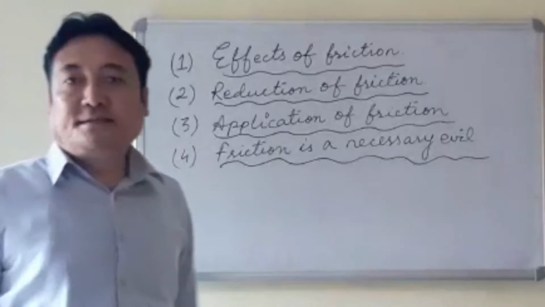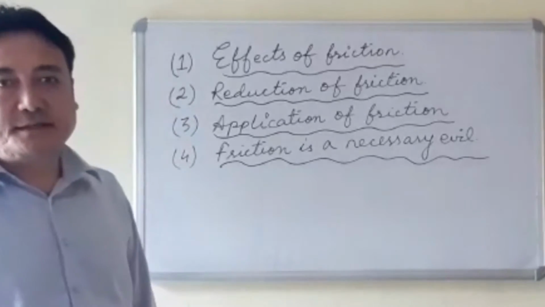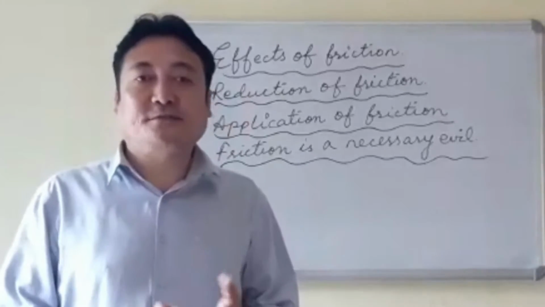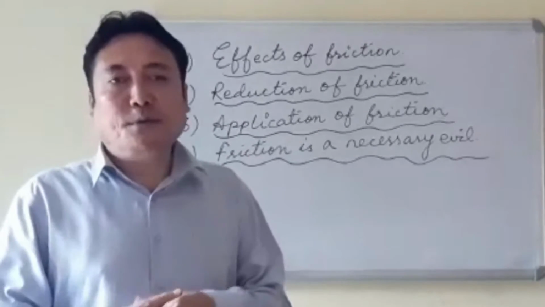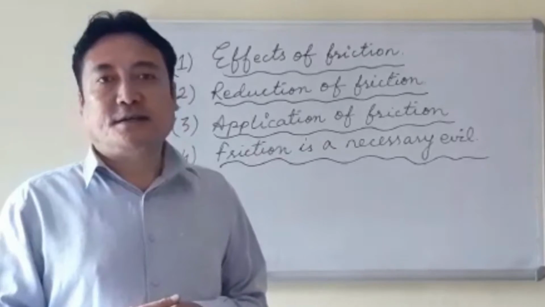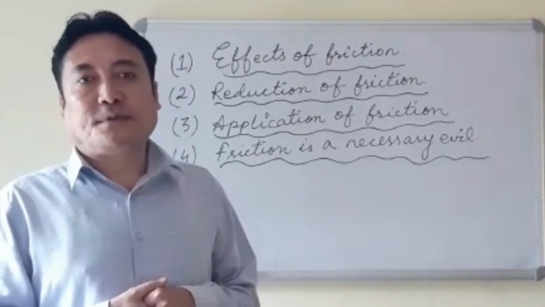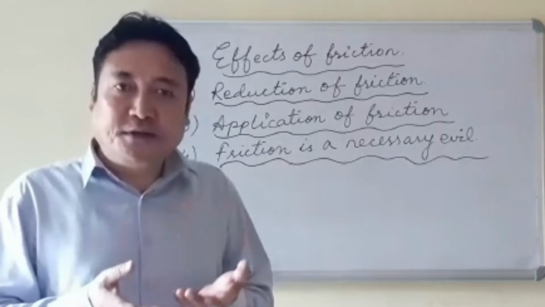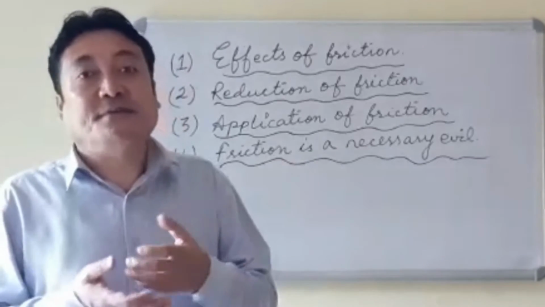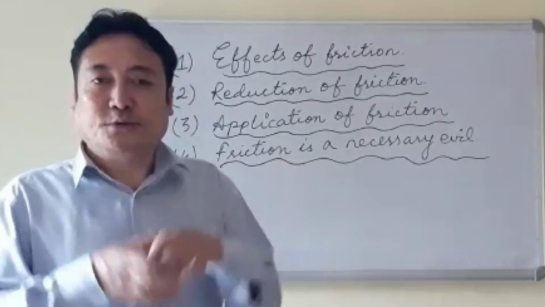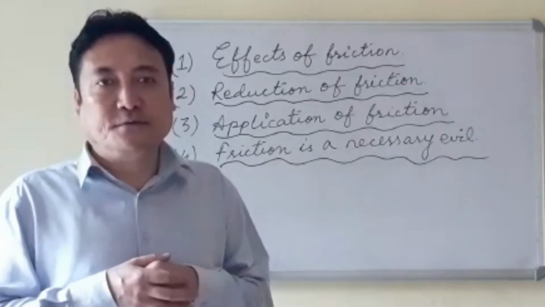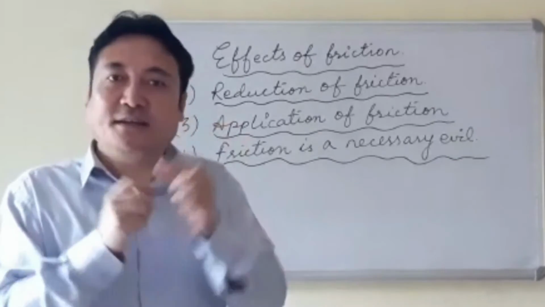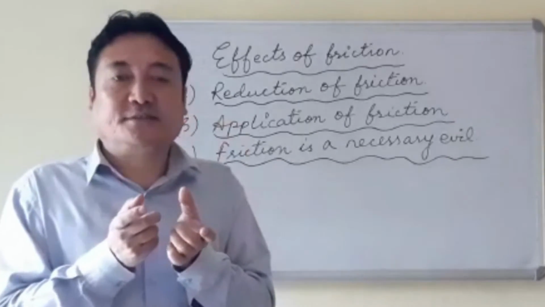Now the next one is the application of friction, that is, the uses of friction. Friction has got plenty of uses. Number one use of friction is, without friction you won't be able to walk. Or without friction the tire of the vehicle will not be able to stop. So in a vehicle tire there is a groove. Groove means some sort of design which has been made in the tire.